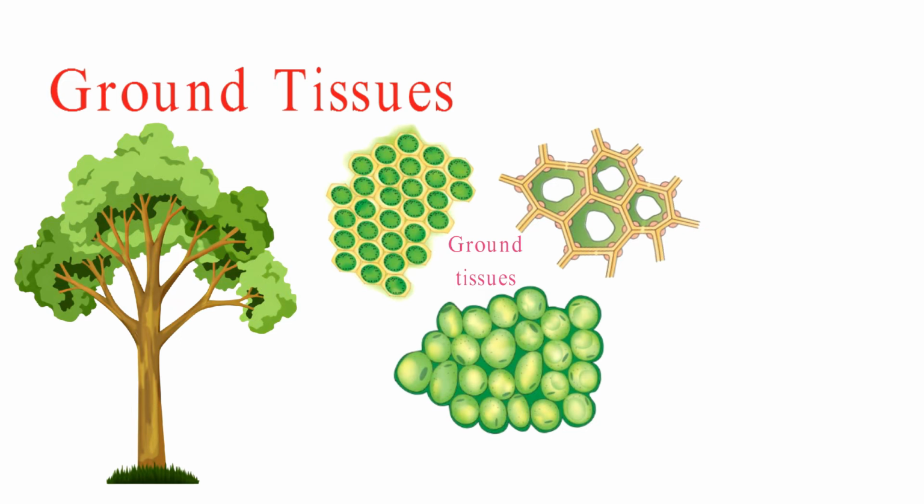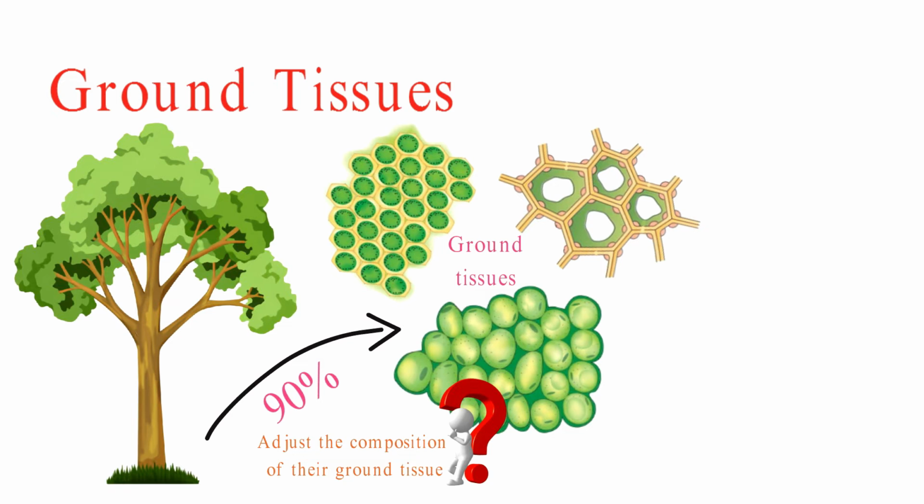Understanding ground tissue is vital for comprehending how plants grow and adapt. And here's a fun fact to wrap things up. Did you know that some plants can adjust the composition of their ground tissue in response to environmental conditions, and in most plants, ground tissue typically makes up around 90% or more of the plant's total volume. The diversity of ground tissue adaptations across different plant species is a testament to the incredible versatility and adaptability of plants to various environments and ecological niches.